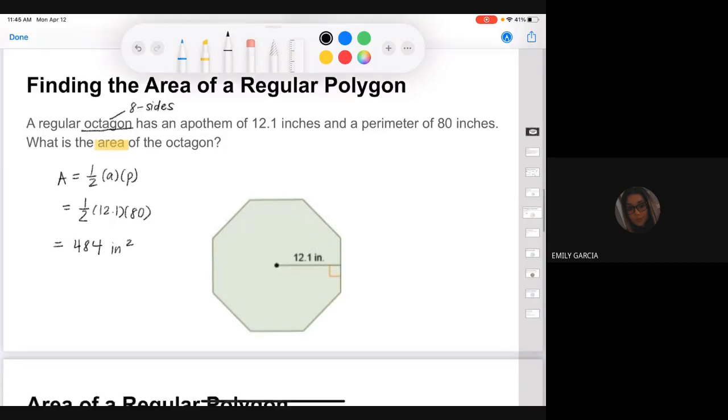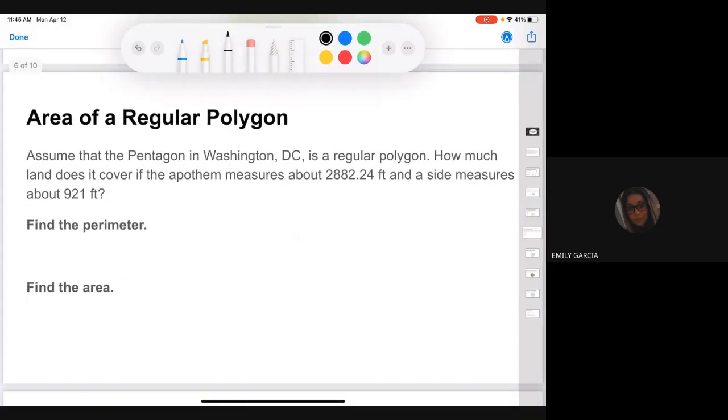But what about if I have something that looks like this, and a question that looks like this? This says, assume that the pentagon, which is 5 sides, assume that the pentagon in Washington, D.C. is a regular polygon. How much land does it cover if the apothem measures 2,882.24 feet and a side measures about 921? So basically what it's saying is, say that I have a pentagon.